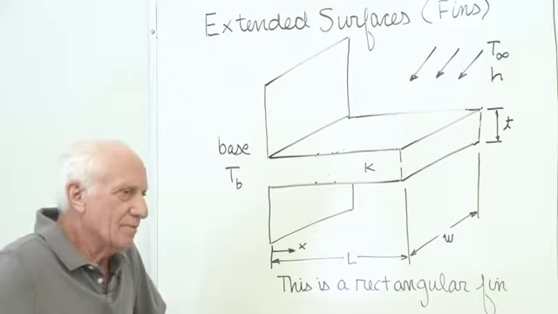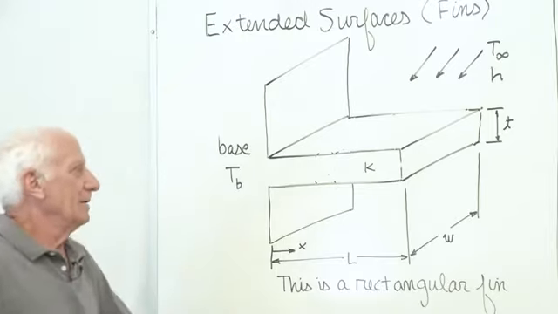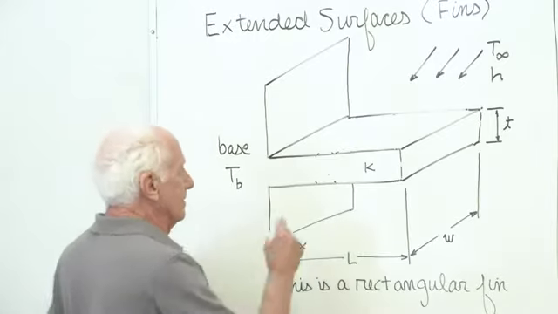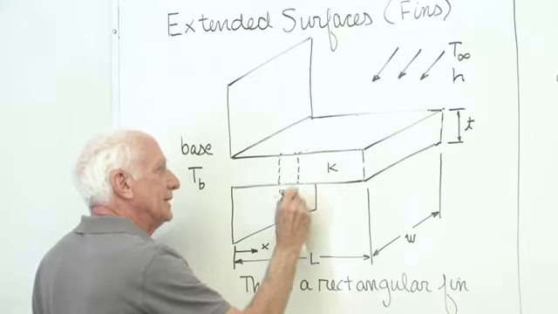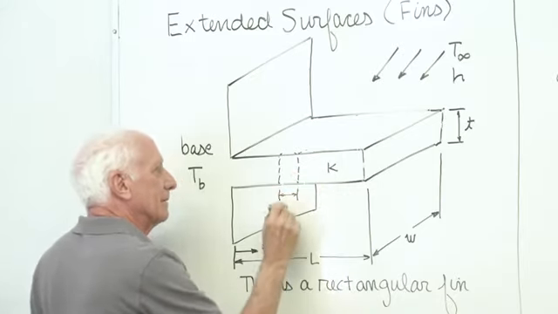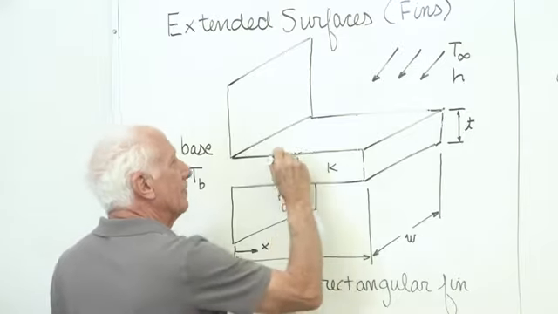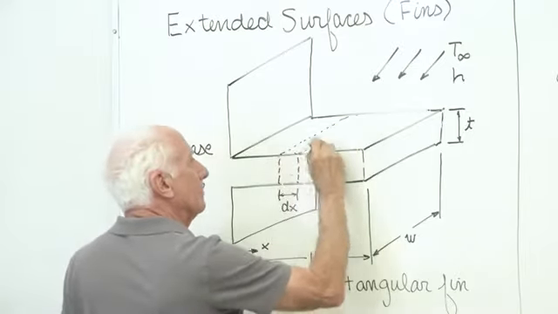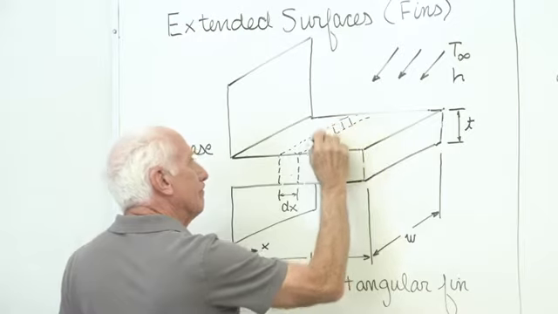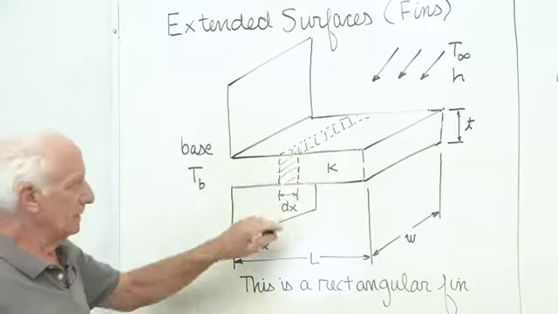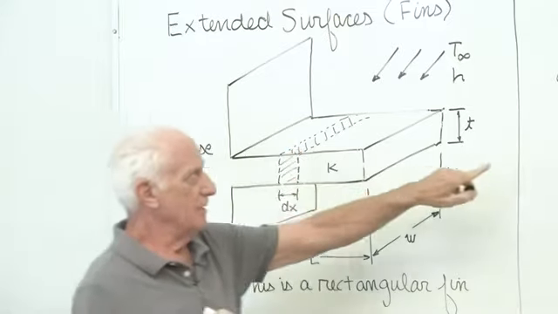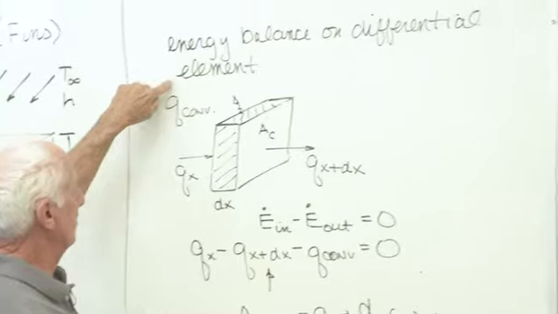How do we do that? We model it by a little differential element, which then gives us, when we're done, a differential equation. So we take a little differential element out of the fin. So here's my differential element. It's dx in length. So there's my little differential element, dx, that's the key. I'm going to write an energy balance on my differential element.